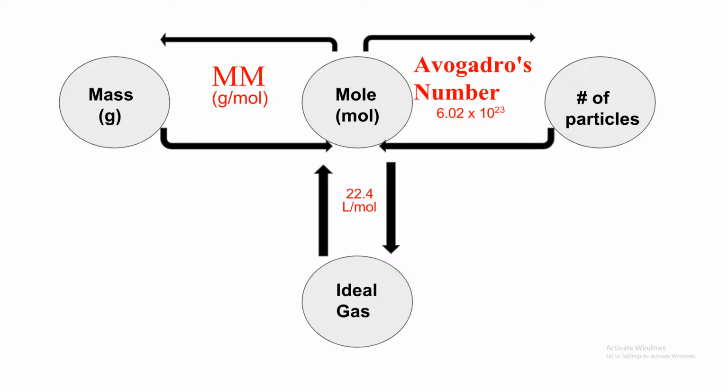And the way in which we will use this is as follows. To go from moles to mass, we'll multiply by molar mass, and to go back, we'll divide. This goes for moles to number of particles and for the ideal gas as well. You will always multiply going out and divide going back in.